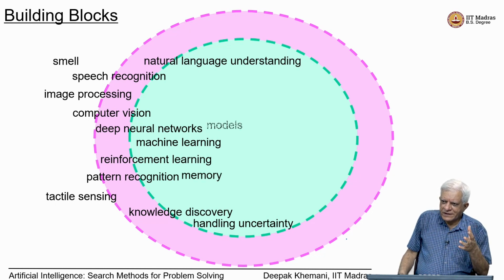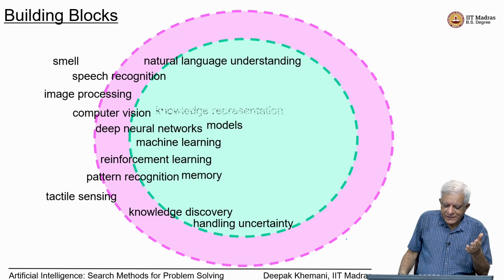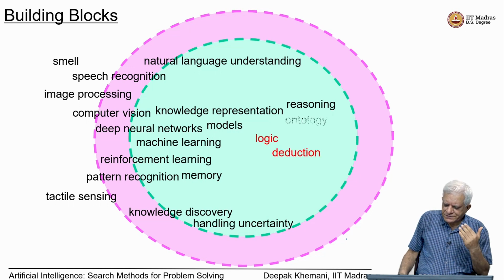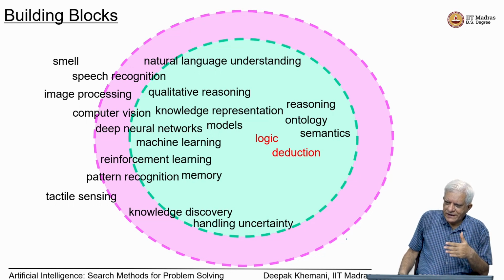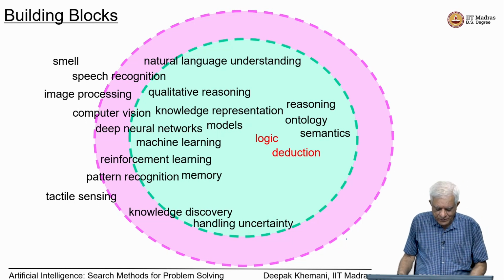Then we talk about memory. An intelligent agent must remember things, and it must represent the world, and that is a field we call knowledge representation. It is associated with reasoning and ontology and logic and deduction and semantics and qualitative reasoning. Different kinds of reasoning are possible. What I have shown in red here is what we will be covering in this course. We will see logical deduction, and we will see that the basis of doing deduction is search, that you use search to make inferences, which we sometimes call reasoning.